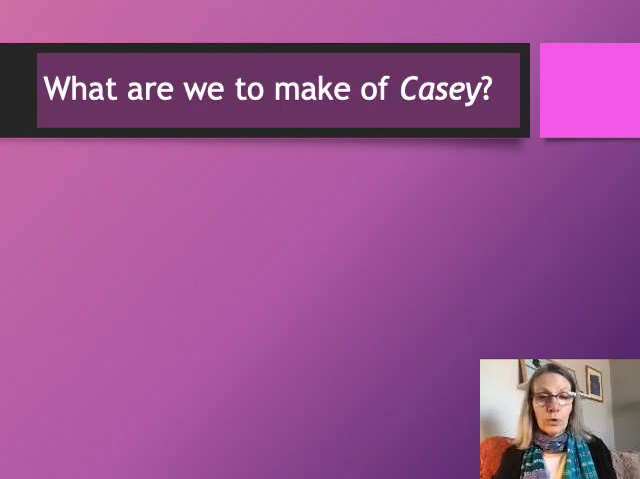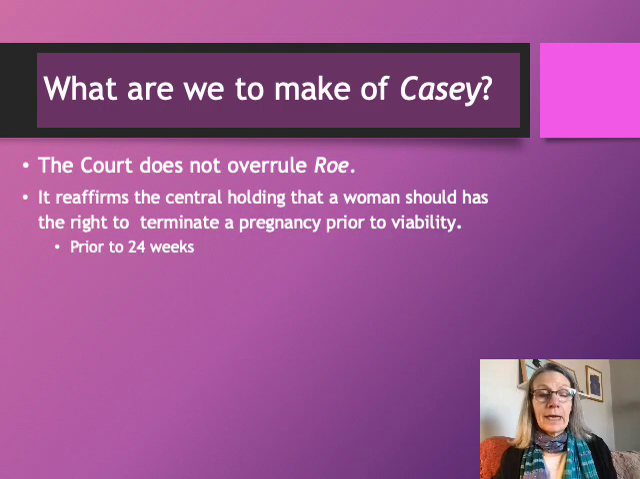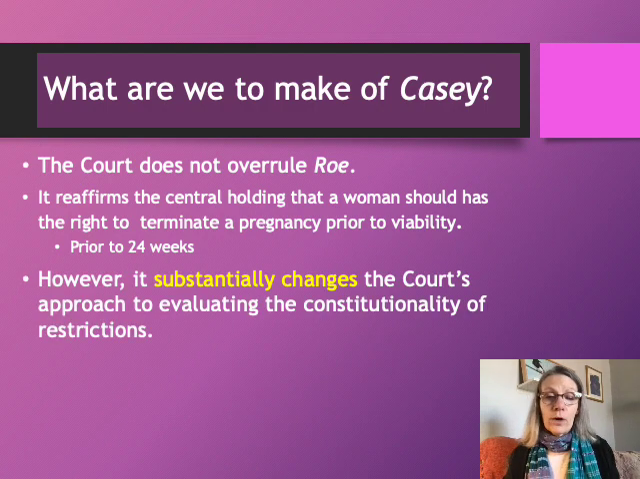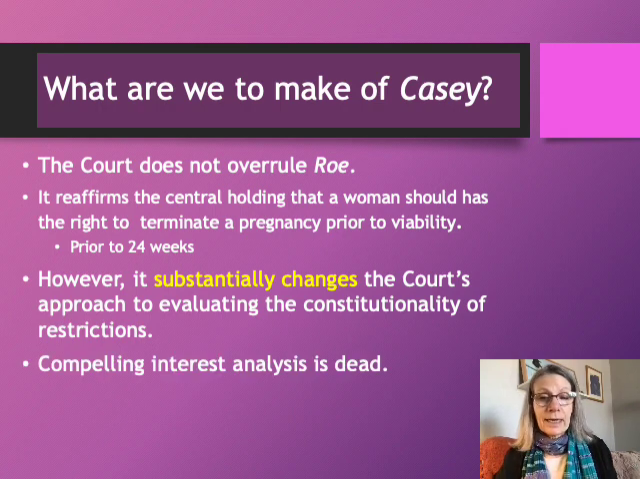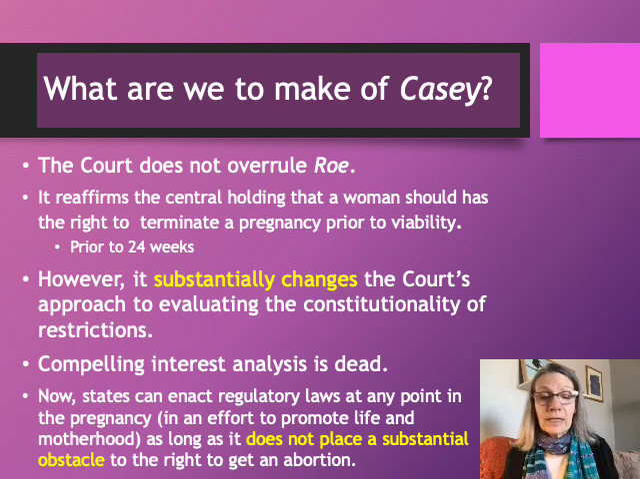So what are we to make of the ruling in Casey? Well, obviously the court does not overturn Roe v. Wade. It reaffirms the central holding of Roe that a woman should have the right to terminate a pregnancy prior to viability, that is prior to 24 weeks. However, the court in Casey substantially changes the approach to evaluating the constitutionality of restrictions. The compelling interest analysis is dead, and so now states can enact regulatory laws at any point in the pregnancy in an effort to promote life and motherhood as long as it does not place a substantial obstacle to the right to get an abortion.